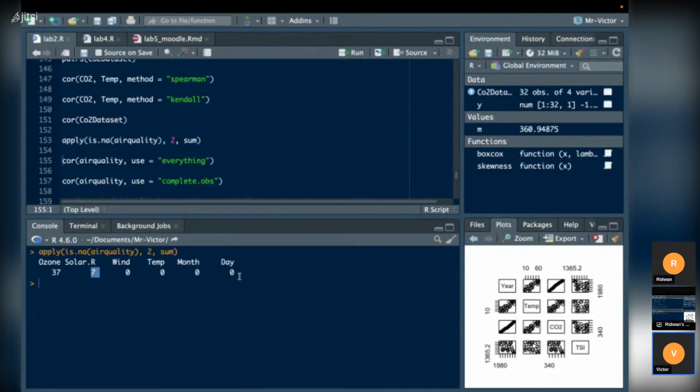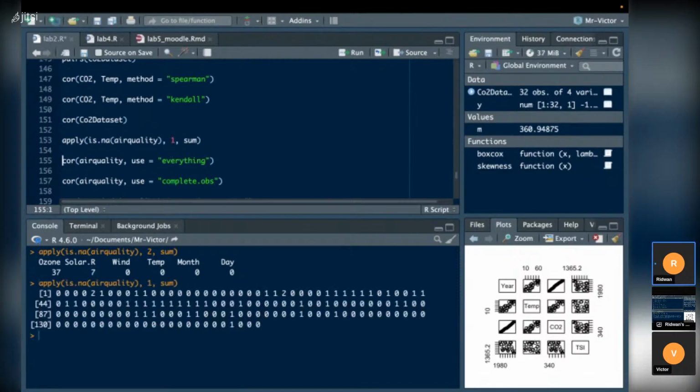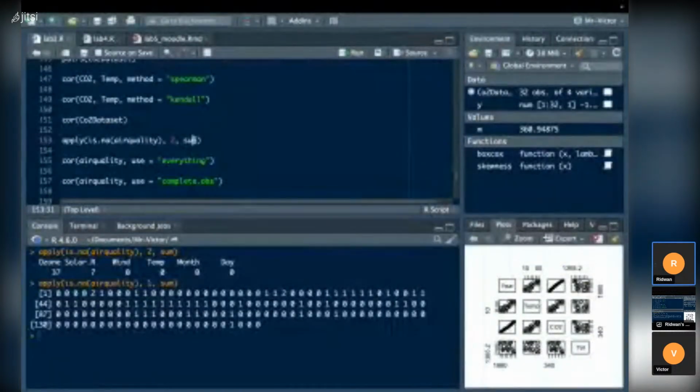If you put 1, then it will be for rows. But the rows don't have names like the columns do. For each row, it's just going to show how many missing values there are. You can see the number of missing values for each row. So it's the same thing. You are applying with 2, you are applying on columns. For rows, you are applying on only rows, using 1.